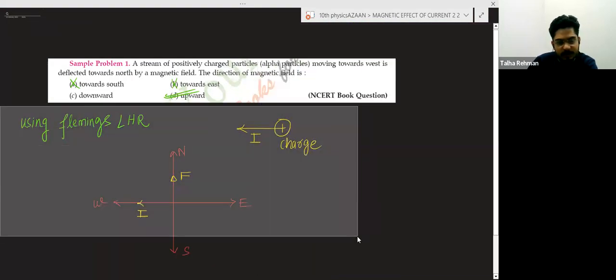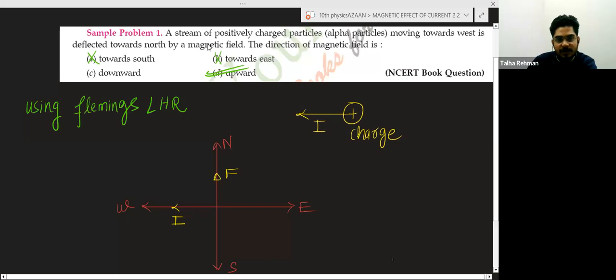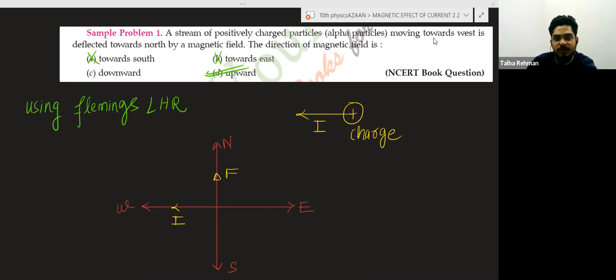Okay, this is the question. So basically in this question, it is given that a stream of positively charged particles, alpha particles, moving towards west, is deflected towards north by the magnetic field. What is the direction of the magnetic force? So basically alpha particles are positively charged particles. They are moving towards west, and they are deflected towards north, means the force on the charged particles will be towards north. So they are asking what is the direction of the magnetic field.